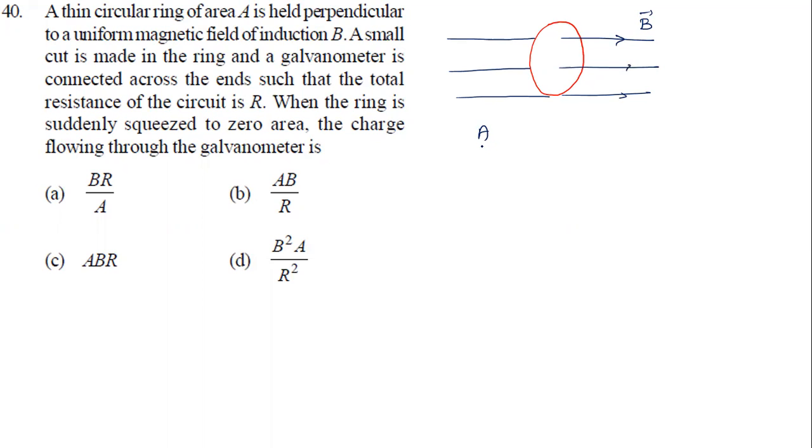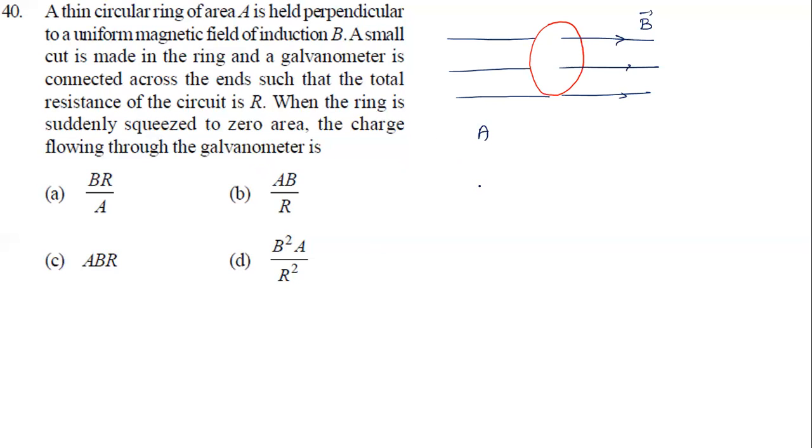As you squeeze, the flux linked to the coil is going to change; it decreases. As the flux is changing, it will give us a current. So there is a current, which means there must be a charge. Now we need to find the charge flowing in the galvanometer. Now we have clarity.